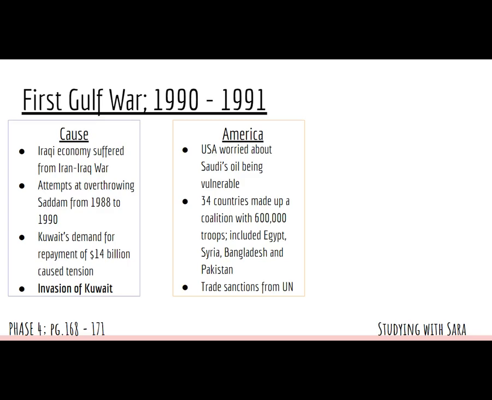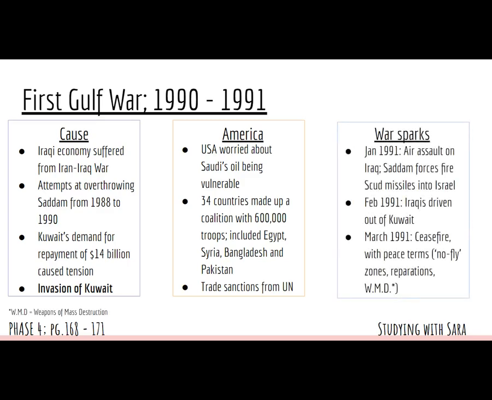Furthermore, the UN imposed trade sanctions until Iraq left Kuwait, stopping other countries from being able to trade with Iraq. Despite the trade sanctions, Hussein chose not to leave Kuwait. As a result, in January 1991, America bombed Iraq for 5 weeks. In February 1991, Iraqi troops left Kuwait but set oil alight.